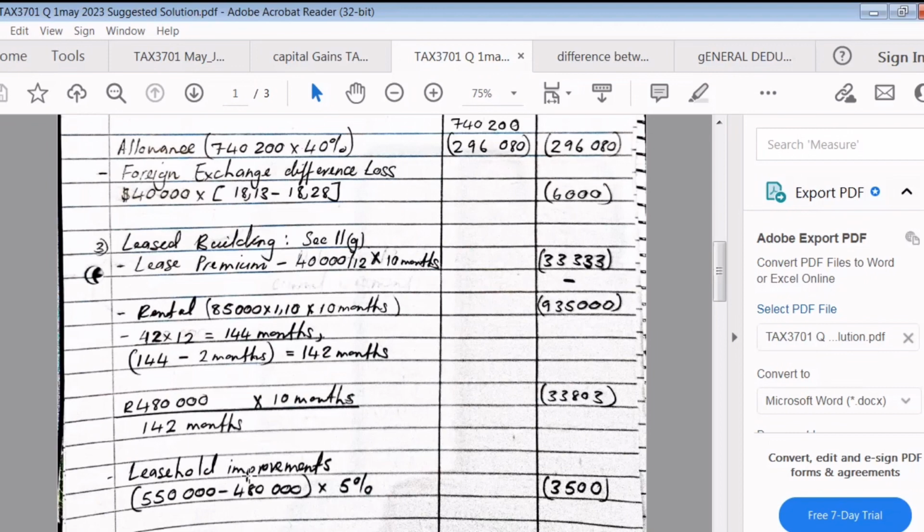Someone is asking, I thought someone will ask, what if I spent less than the estimate? Then this won't be there. You don't have that leasehold improvement allowance. Okay, this last one won't be there if you spent less than what was estimated. But if you spend more, always remember the 5%. It's a fixed rate. All right.